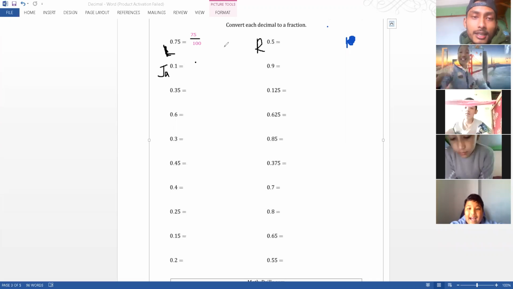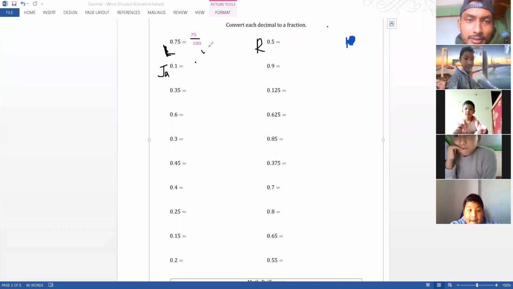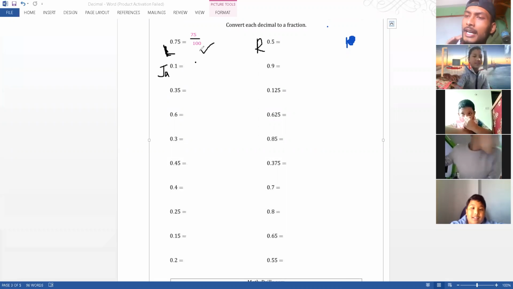Okay, correct. This is correct. Liana's answer is correct. Everyone do the correction if there is a mistake. Because there are 2 numbers after the point, there will be 2 zeros after 1 in the denominator. Correct, Liana. Very good.